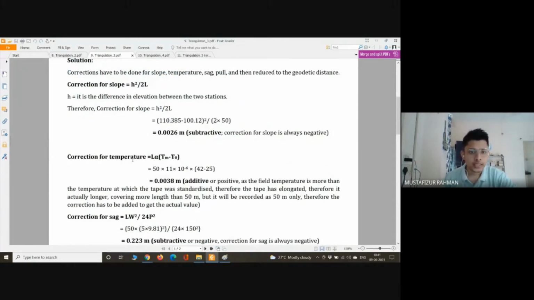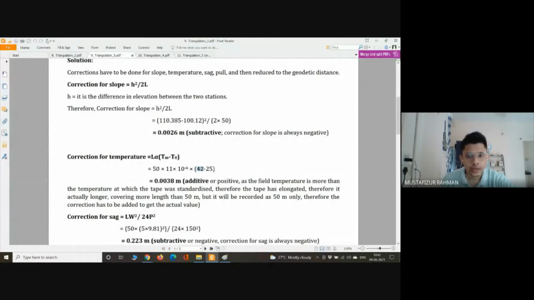Then we have correction for temperature, because the standard temperature and measurement temperature is different. Okay. So we have length L, alpha is the coefficient of thermal expansion, Tm is the temperature at which field measurements were done, 42 degrees Celsius, and T naught is the temperature at which the chain or tape was standardized. Okay.